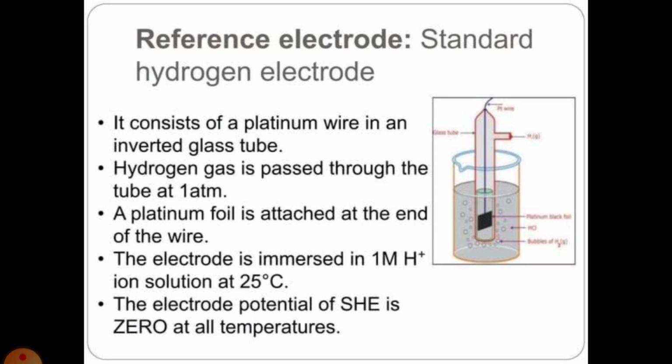Here the unknown half cell is coupled with the SHE. A cell has one electrode of Zn2+ whose concentration is 1 molar, and the second is the SHE, with a potential of 0.76 volt at 298 Kelvin.